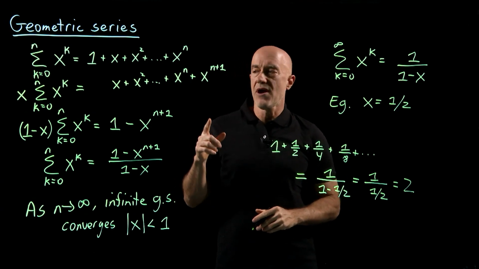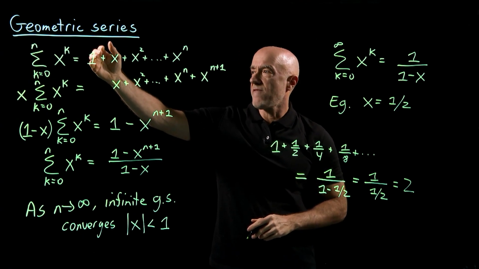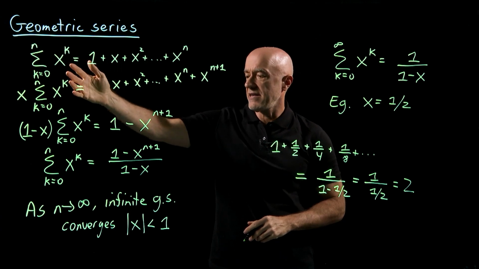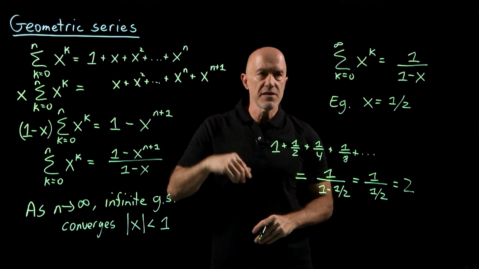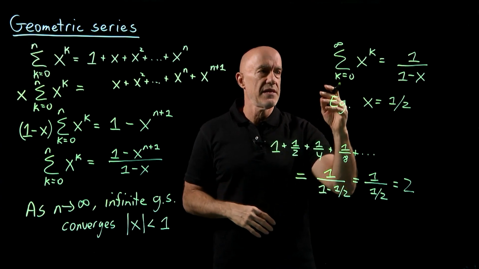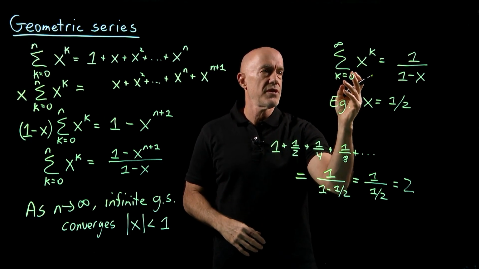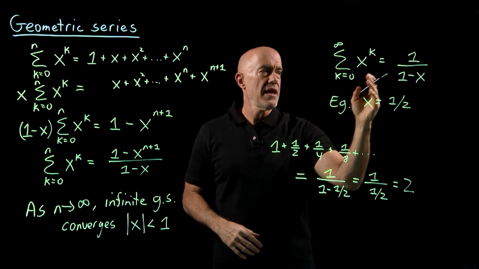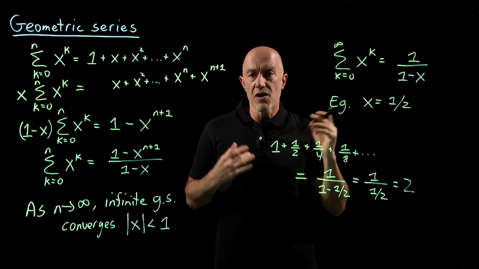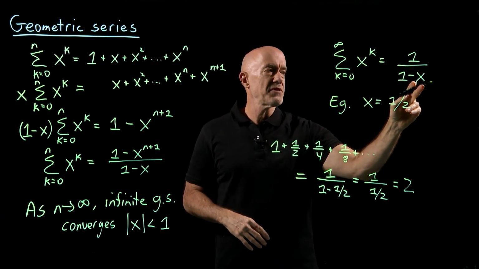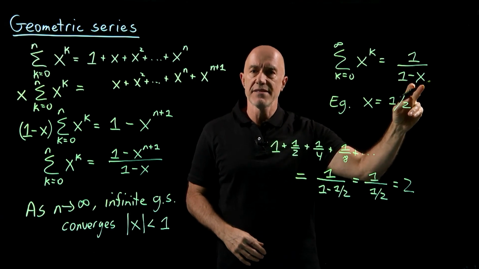So let me summarize. We've determined a formula for the finite geometric series. Sometimes it's useful. But in this course, we're going to be more interested in the infinite geometric series, which we can sum and is equal to 1 divided by 1 minus x. It only converges if the absolute value of x is less than 1.